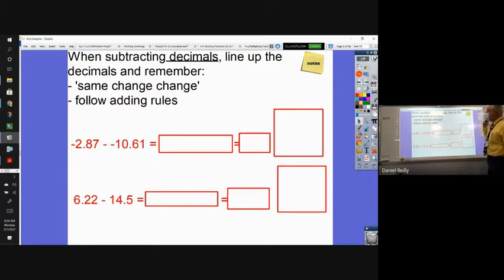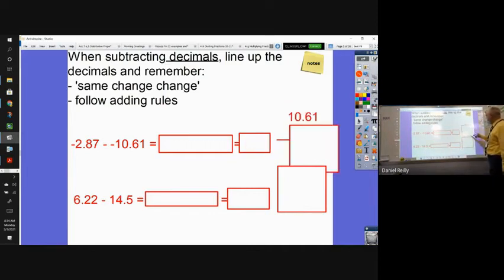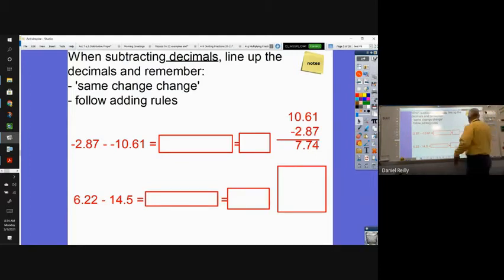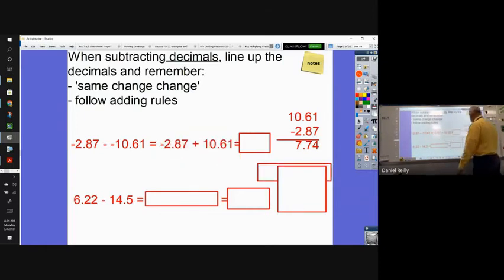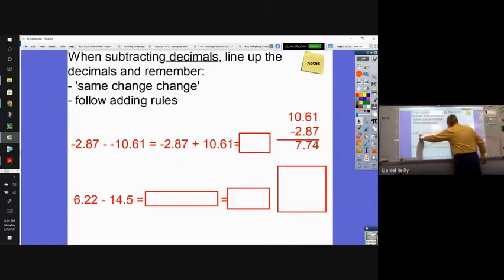Is time beating us? Subtracting decimals, line up the decimals, same keep, change, right, for positive and negative. So this is good review of your positive and negative rules, just like fractions were good review, okay? 10.61 minus 2.87, line up the decimal points. You're subtracting these because this is a keep, change, right? Minus a negative is the same as plus. Now it's an addition and the signs are different, which means you subtract the values.